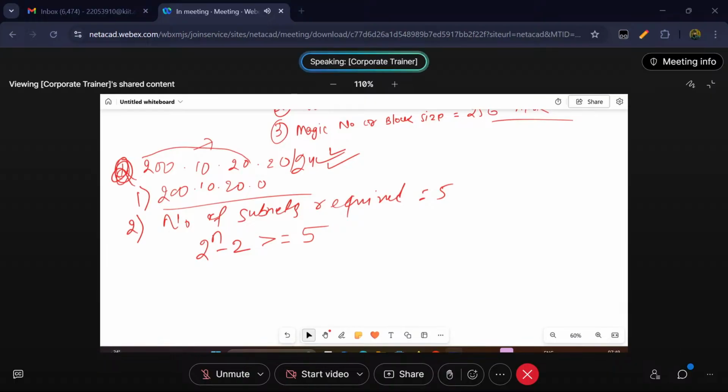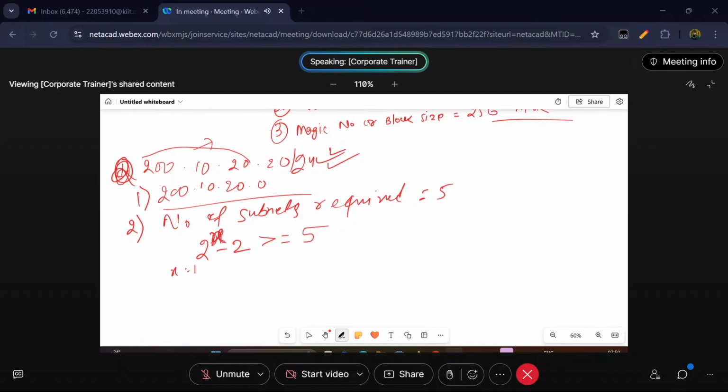So just find the value. If you have 5 subnets required, you can take x, as I previously wrote in the formula. So 2 raised to the power x minus 2 should be greater than or equal to 5. What should be the x value? If you take x as 1, 2 minus 2 is not greater than or equal to 5. If you take 2, you get 4 minus 2, which is 2, not greater than or equal to 5. If you take x as 3, you will get the value 6, which is greater than 5.